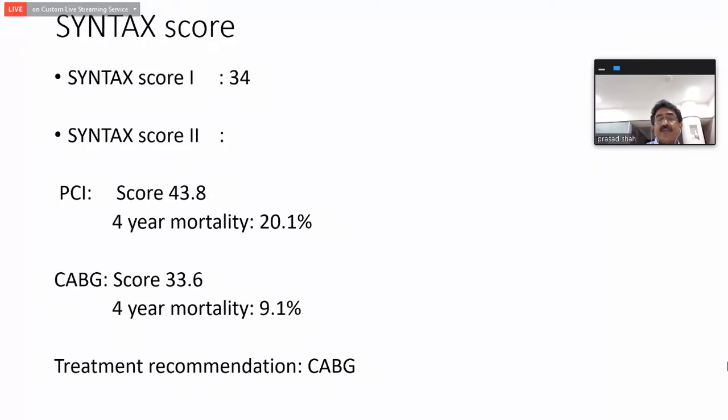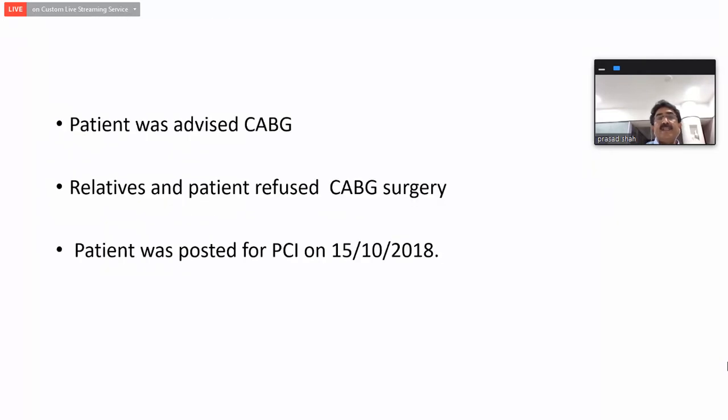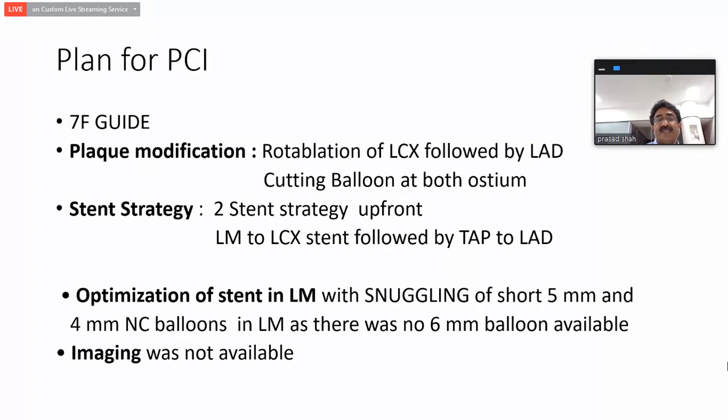In view of this, the patient was advised a coronary bypass surgery. The patient refused a coronary bypass surgery. Relatives were also not willing. After discussion, the patient was then posted for PCI after 2 days.